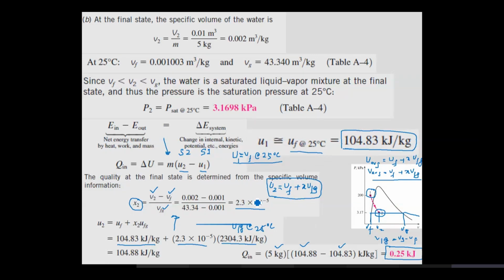Any confusions with regards to this process? Anything which you have not understood? Let me know right now so that I could explain it again. Or is it clear?